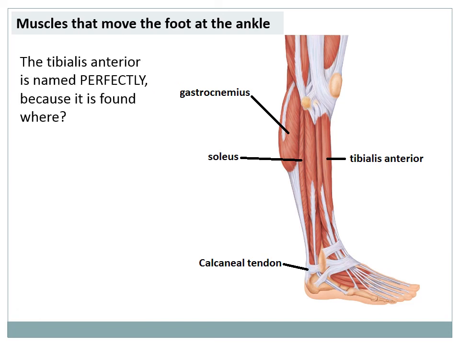Then we have the tibialis anterior. It's named perfectly because where do we find it? Yeah, it's on the front of the tibia. It's on the anterior of the tibia. Therefore, it's going to be called the tibialis anterior. Think of your tibialis anterior as your shin. If you've ever gotten shin splints, it's usually because that tibialis anterior is pretty sore.